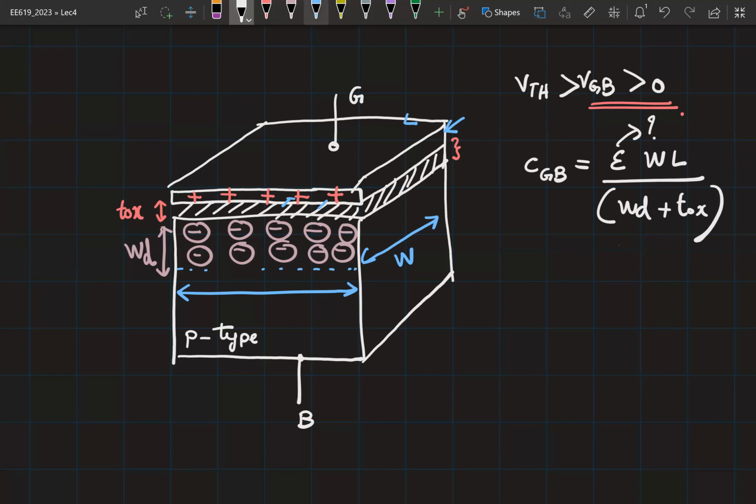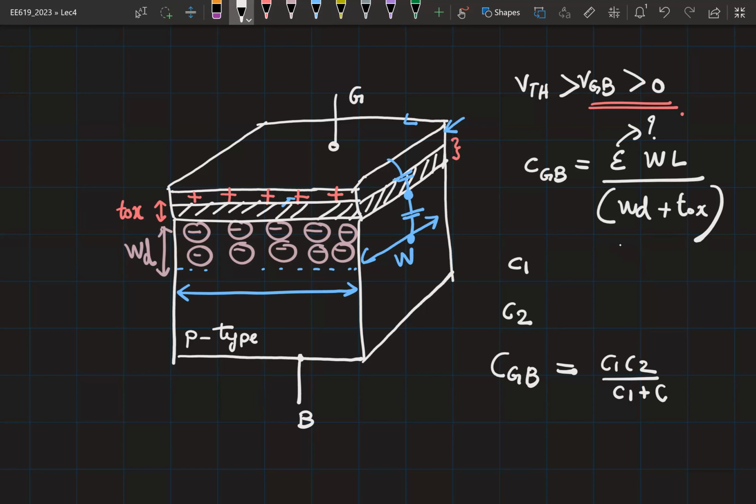So what we do is we say that this is secretly two capacitances. One capacitance between the gate and the surface, like this. And another capacitance between the surface and the edge of the depletion region. So let me call these C1 and C2. Then the total capacitance CGB will be equal to the series combination of C1 and C2. What is the expression? C1 C2 by C1 plus C2.